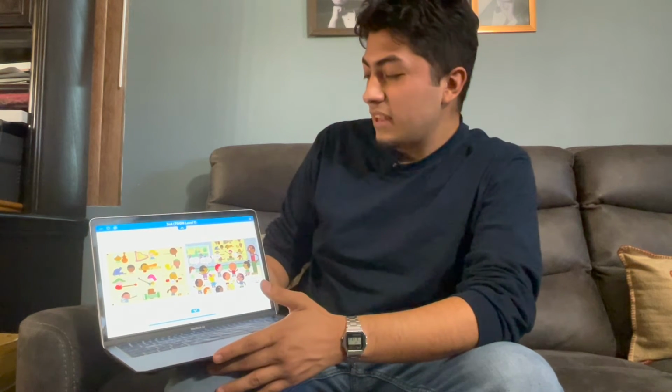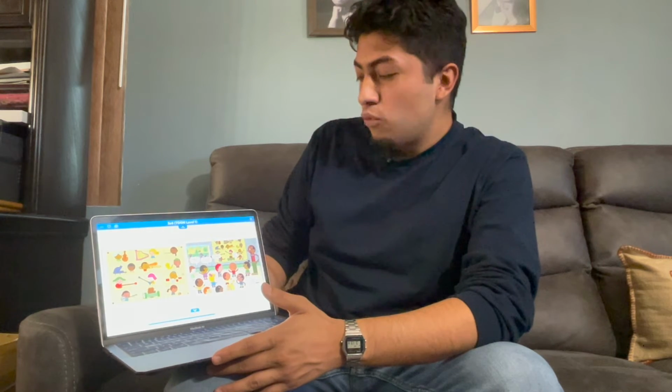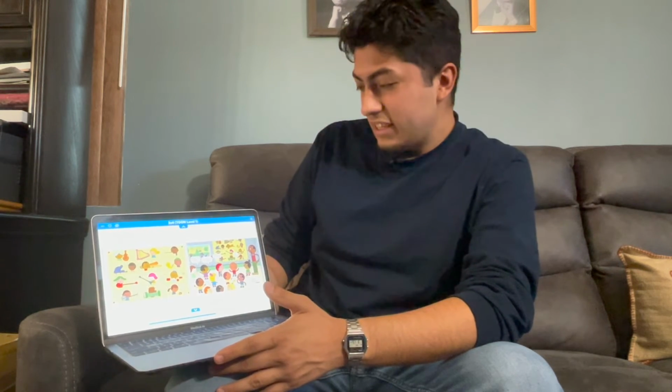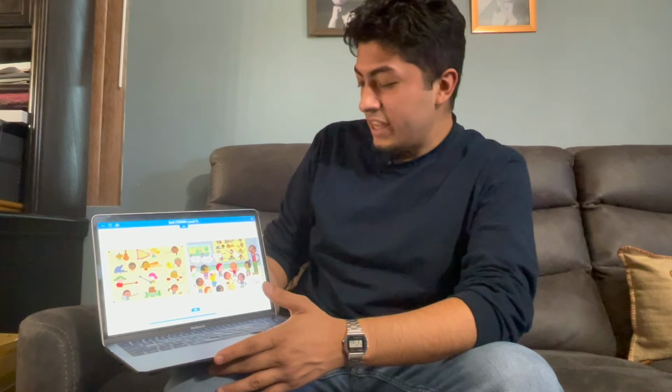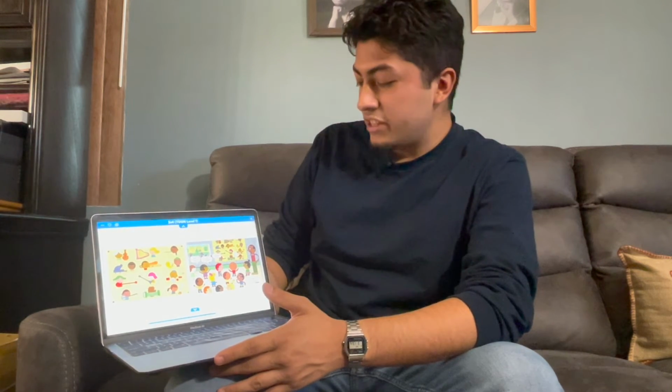Next page. Classical, jazz, rock, and folk? 4 times 3 equals 12 musicians. That's the best. Next page.